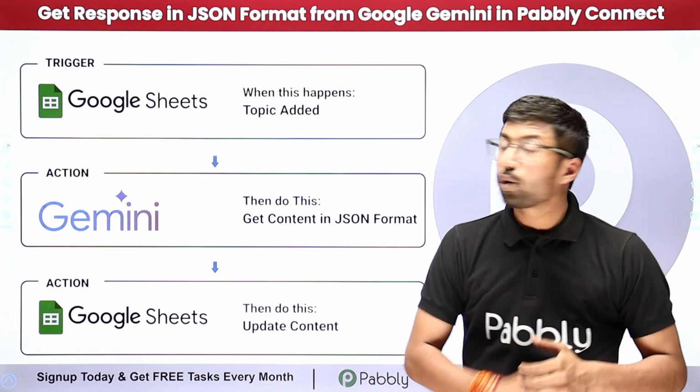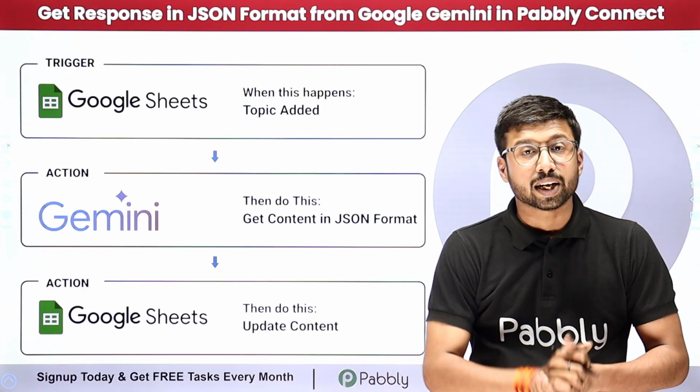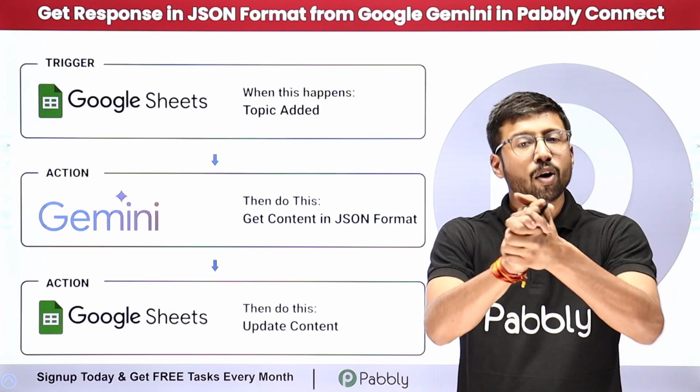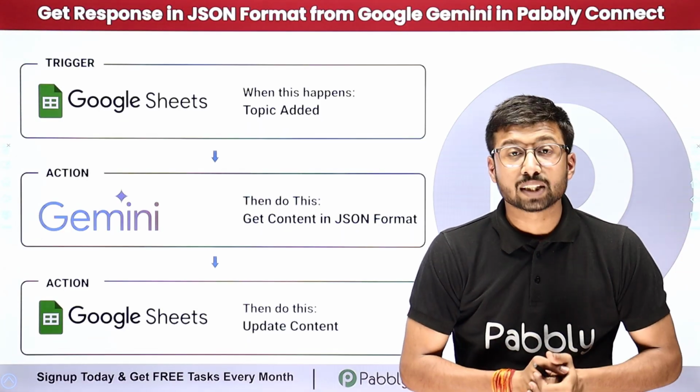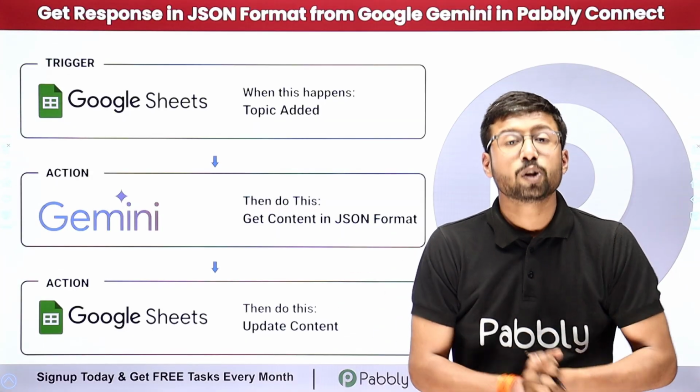So in this video, we are going to learn how to get response in JSON format from Google Gemini in Pabbly Connect. So if you are also using Google Gemini as an application in your AI agent or in AI automation which you are building inside Pabbly Connect, this video is going to help you to get the JSON body as a response from Gemini.